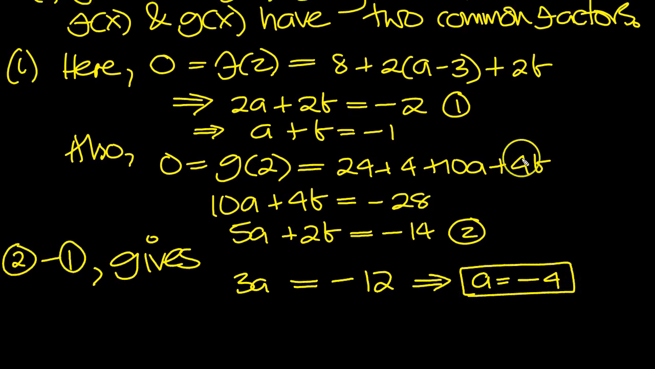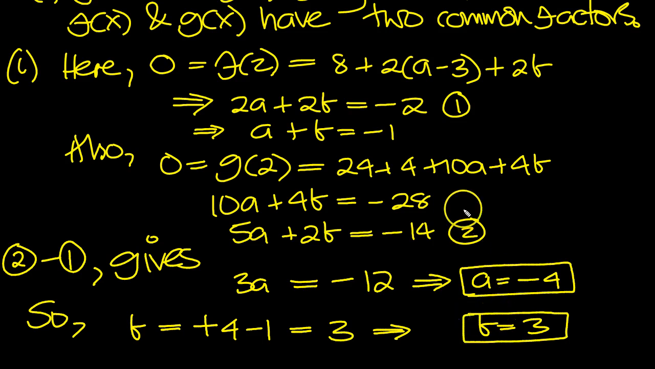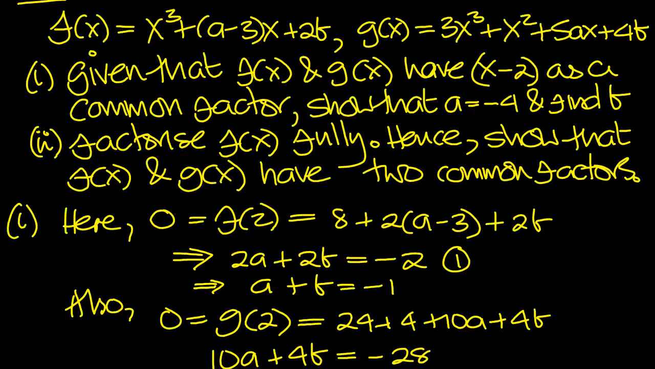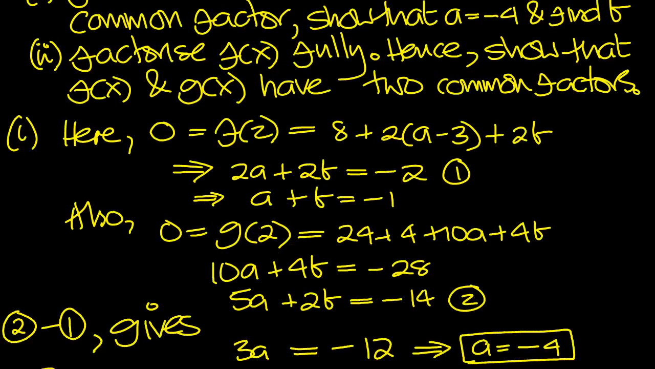And then b, well, we can get it from here. So b is equal to, move the a over, minus a, which is minus 4. Minus the 1 that's already there, which is 3. B is 3. So we found a and b. And I think that's what the question asked for. Show that a equals minus 4 and find b. Factorize f of x fully.